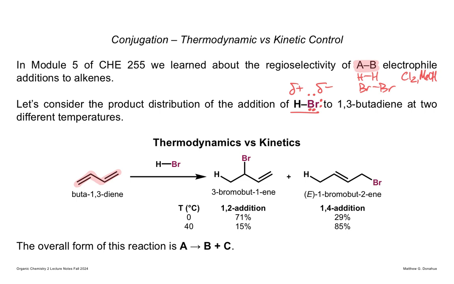So when we add HBr to buta-1,3-diene, we can see the two products shown, 3-bromo-but-1-ene, and then E-1-bromo-but-2-ene. So this is a monosubstituted alkene. It only has on this carbon the one substituent coming off it. This is a disubstituted alkene, so it has two substituents. And the E means apart, so those substituents are apart from one another, or we could say trans.